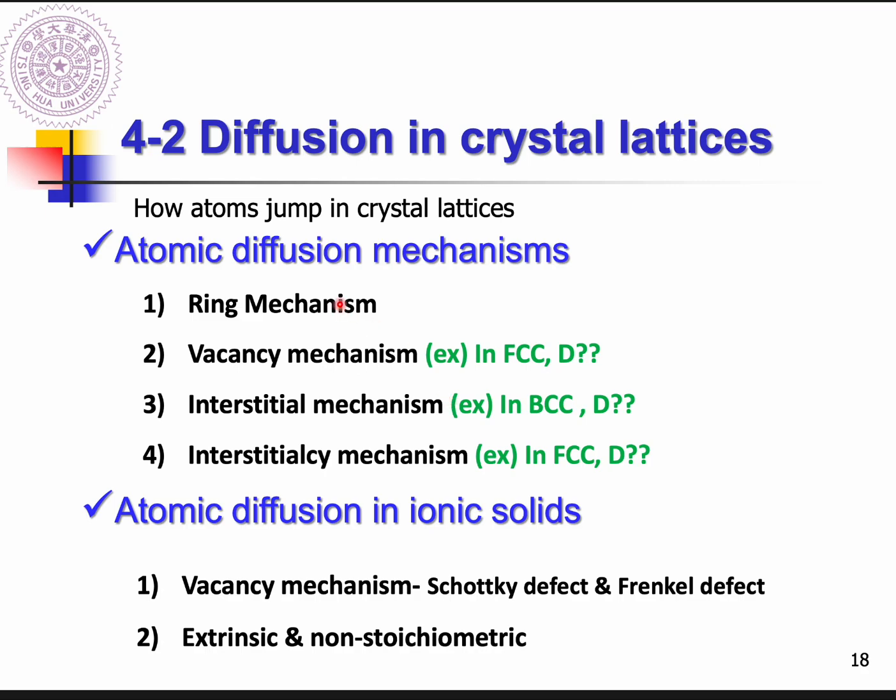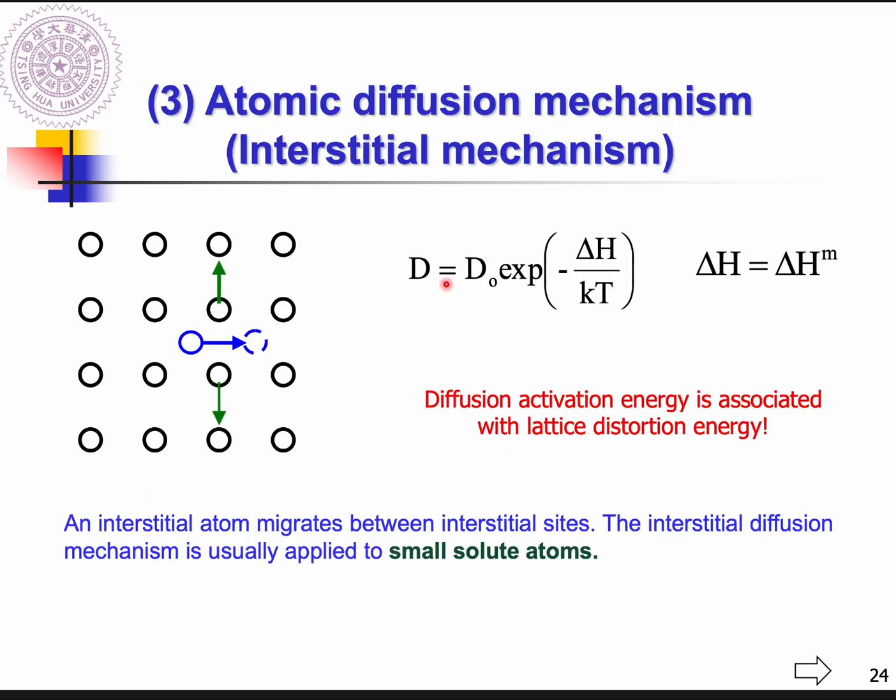In the previous class, we already showed you what the Rayleigh mechanism is and what the vacancy mechanism is. So let's move to the third part, which is the interstitial mechanism. Okay, so what is the interstitial mechanism? We have the host atoms, right? And interstitial mechanism means we have small solute atoms that move through interstitial sites.